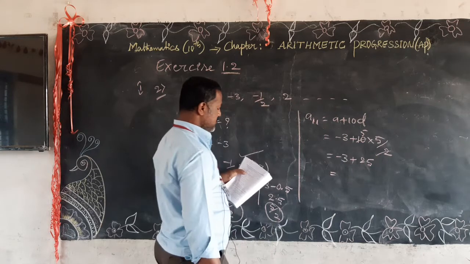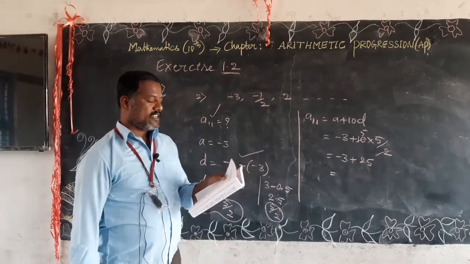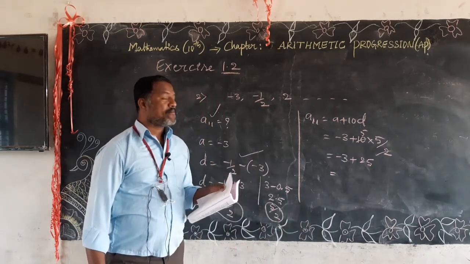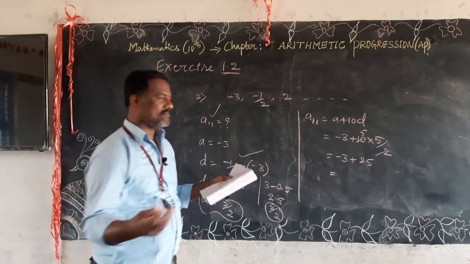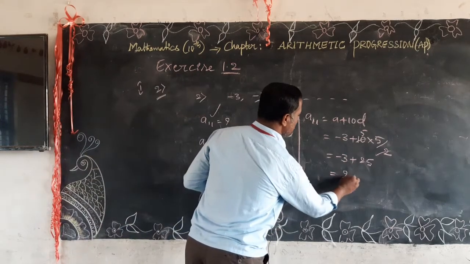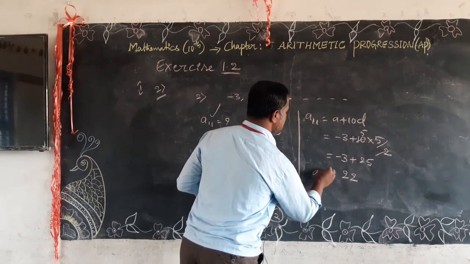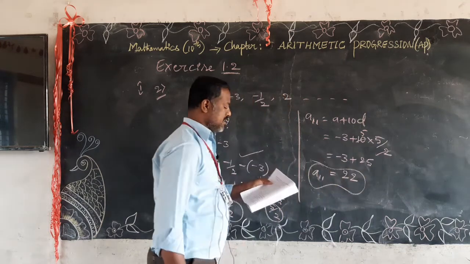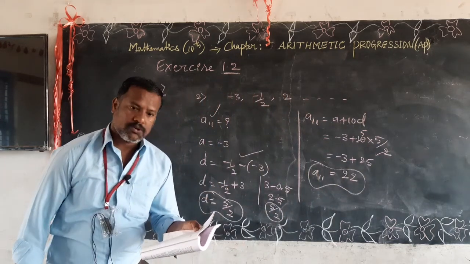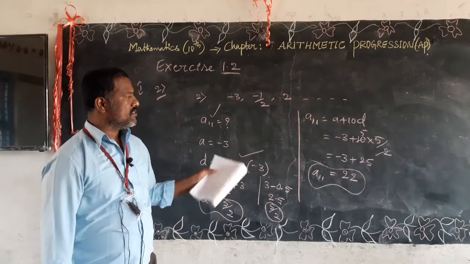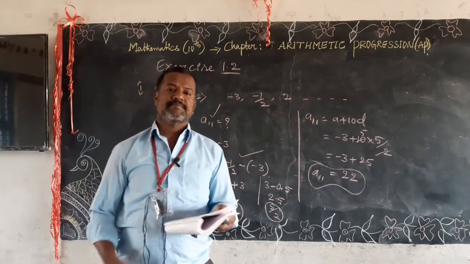What is the option? Tell me, students. Minus 3 plus 25. Obviously, the option is 22. The 11th term value is 22. See children, how simple it is.